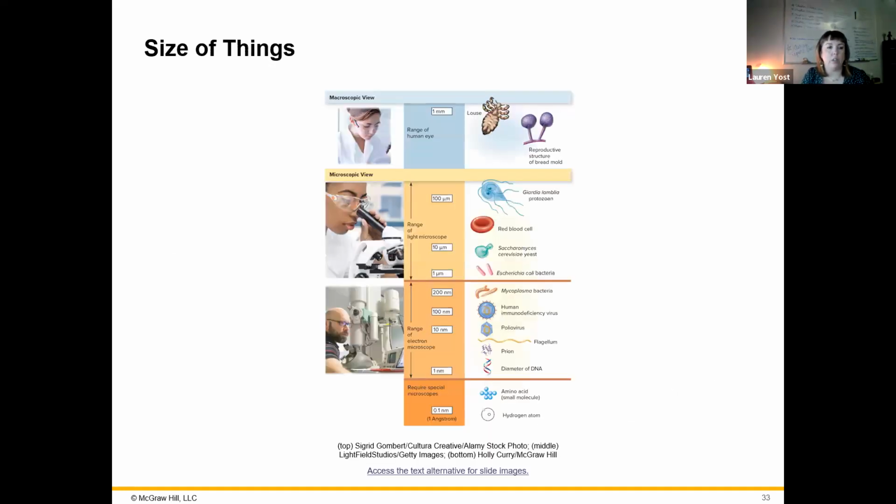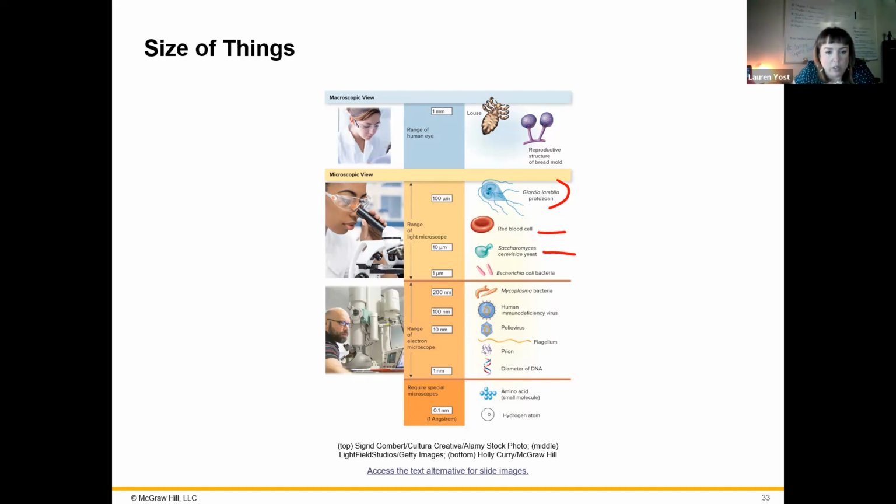So we did mention this a little bit. This is just looking at the size of different organisms, whether we're talking about a louse like that, if you were having lice, and reproductive structures of bread mold versus these other organisms like Giardia lamblia, which is the protozoa that causes diarrhea in often hikers who drink water that hasn't been treated. Versus a red blood cell, and then we have Saccharomyces cerevisiae yeast. It's like in bread. Anyways, we'll go down the whole way.